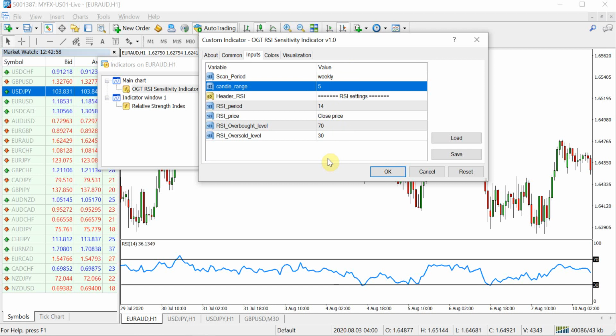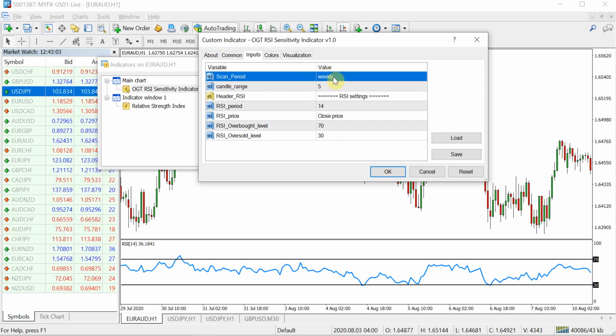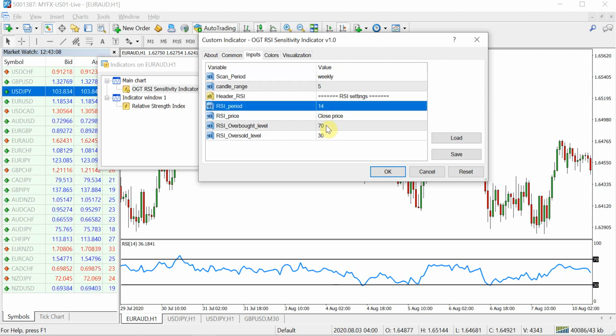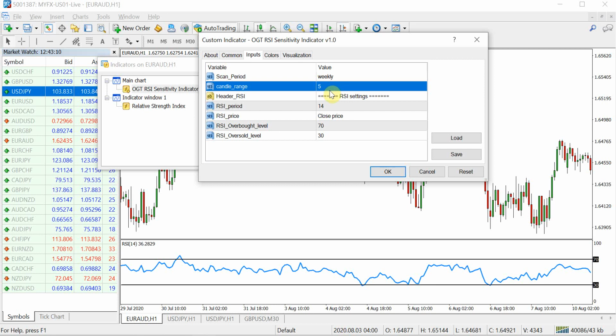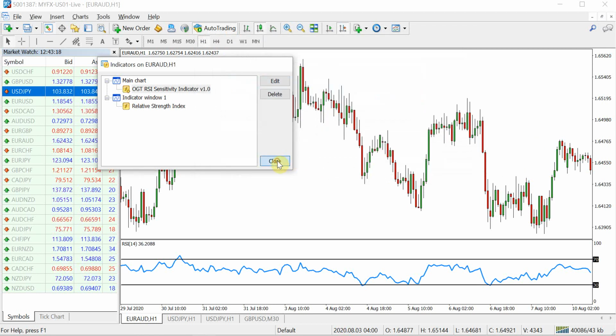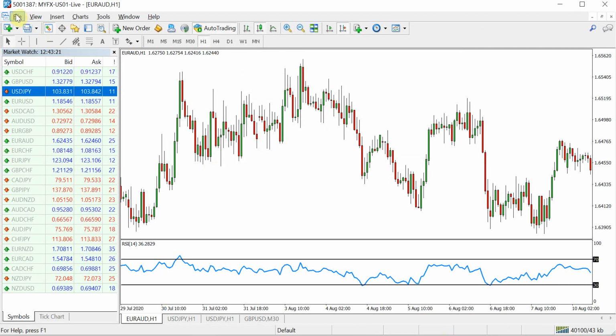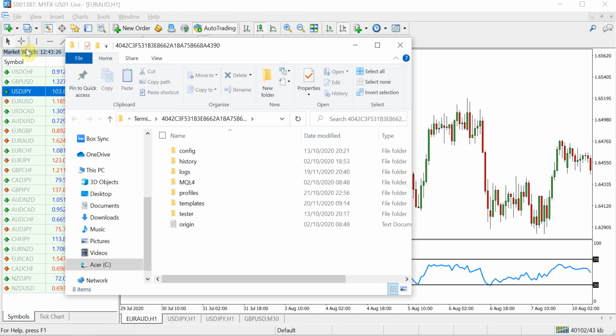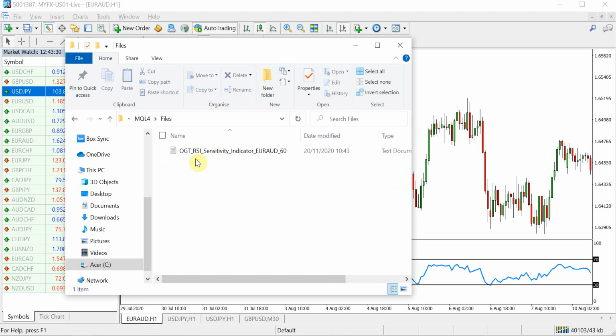So once you've set your criteria, let's say we're going to scan the euro Aussie dollar for a week for all overbought oversold conditions at the period of 14, 70, 30, and it will look at the next 5 bars and decide whether it's mean reverting or momentum trend trading. When you click OK and close it, it has already run the data. The way you get the data is if you open your data folder, file, open data folder, select MQL4, select files, and then you will see that it gives you your output here.